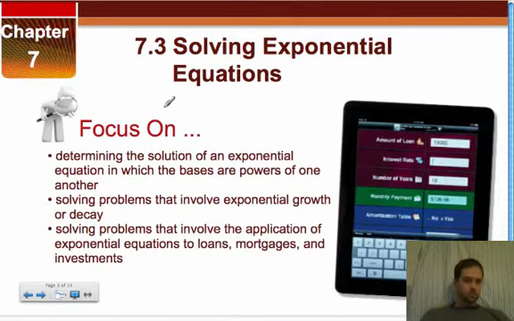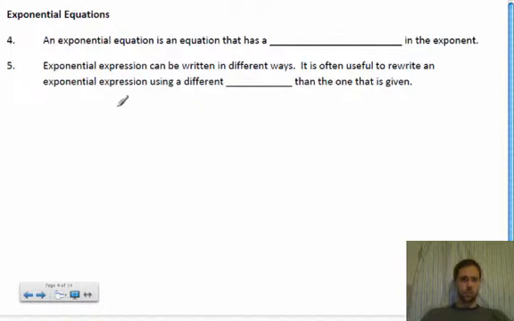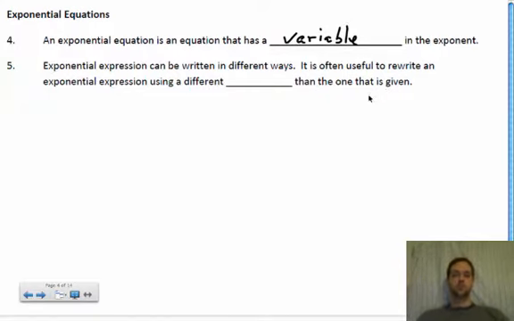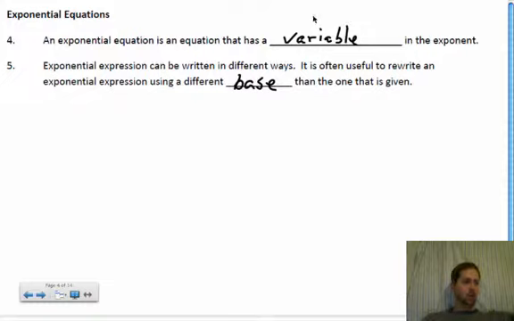Alright, moving on. Here's the focus on. I'm going to breeze past it. I'll leave it to you to read through it if you want to. Exponential equations. An exponential equation is an equation that has a variable in the exponent. Exponential expressions can be written in different ways. It is often useful to write an exponential expression using a different base than the one that is given. This information you can also find on page 359. Okay, so that's all I wanted to say about that.